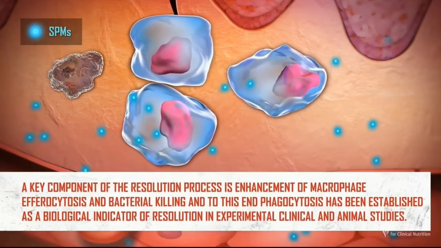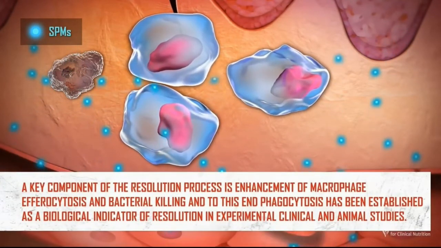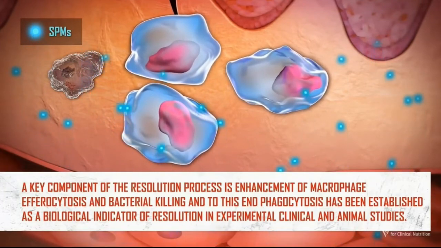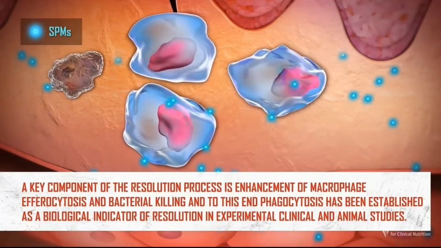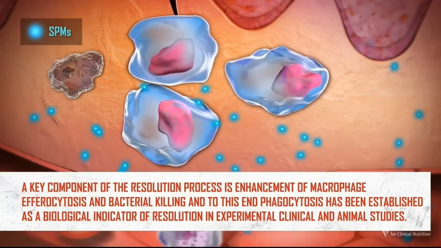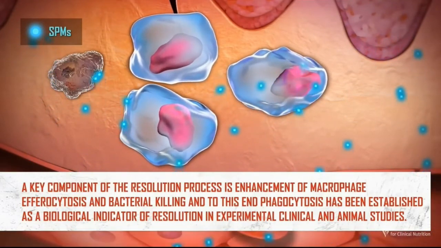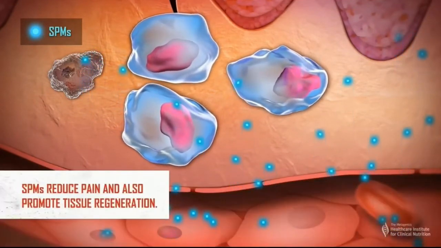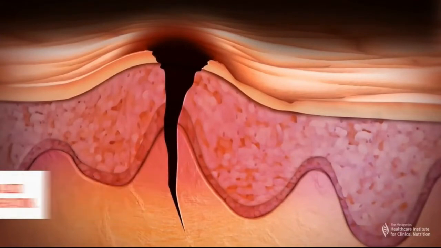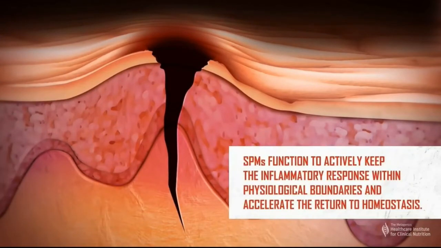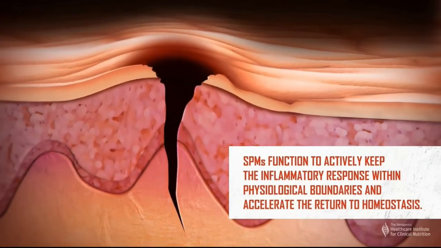A key component of the resolution process is enhancement of macrophage efferocytosis and bacterial killing, and to this end phagocytosis has been established as a biological indicator of resolution in experimental, clinical, and animal studies. SPMs reduce pain and also promote tissue regeneration. SPMs function to actively keep the inflammatory response within physiological boundaries and accelerate the return to homeostasis.